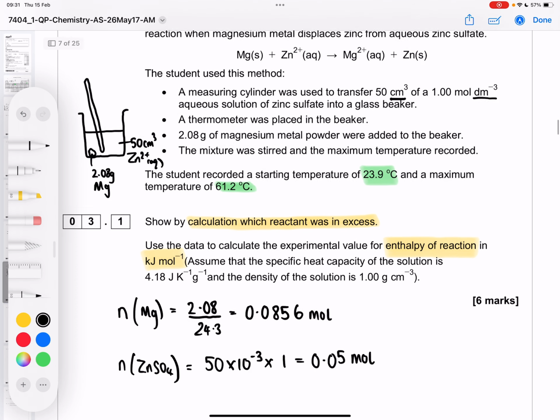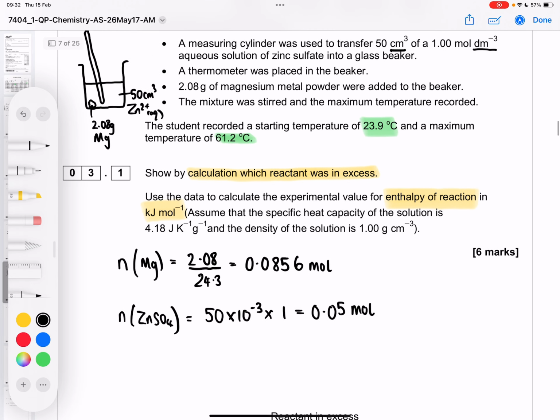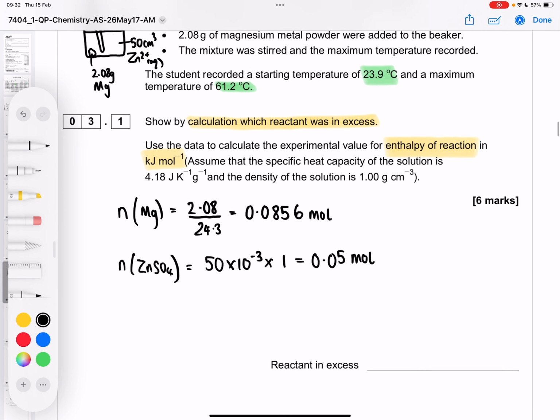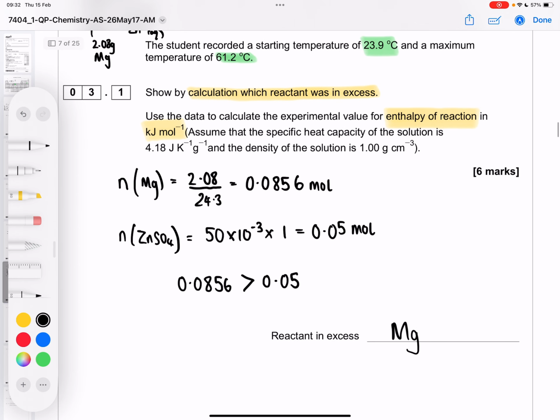Now according to the balanced equation, the ratio is 1 to 1, so to use up all that magnesium we would need a lot more zinc sulfate, which we don't have. It means magnesium is in excess. If it's 1 to 1, we wouldn't need to double anybody. So whoever's biggest is the one that's in excess. Magnesium is in excess. What that means is for our calculation later on, we should use zinc sulfate's amounts as our number of moles, because that's the maximum number of moles that could react.